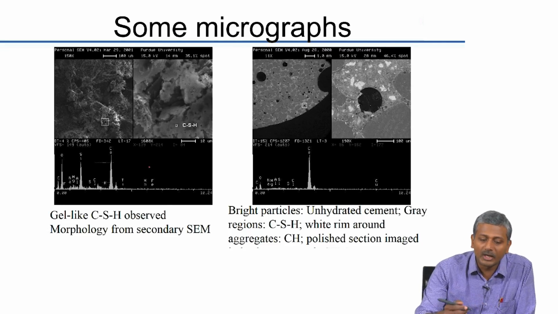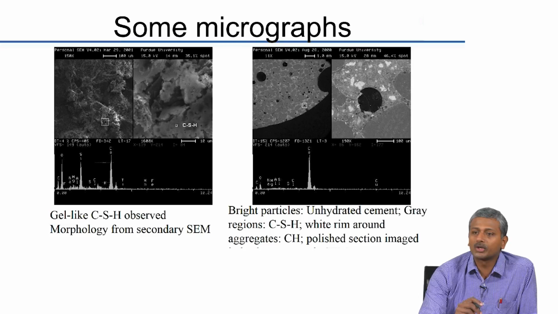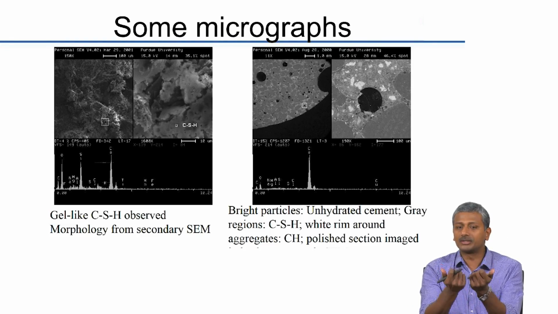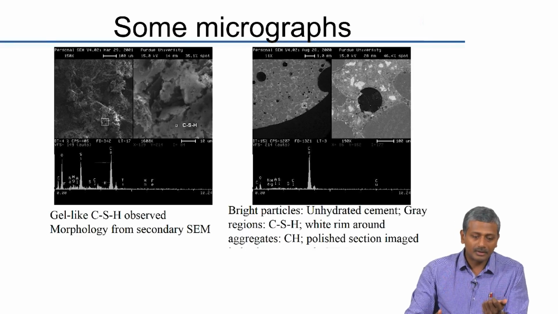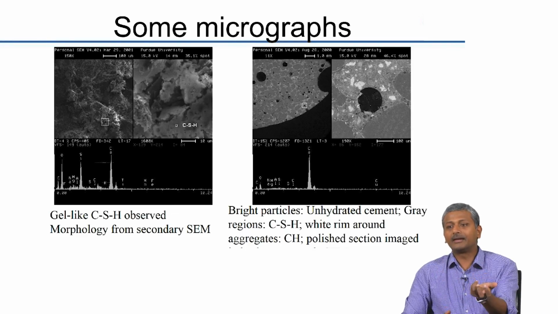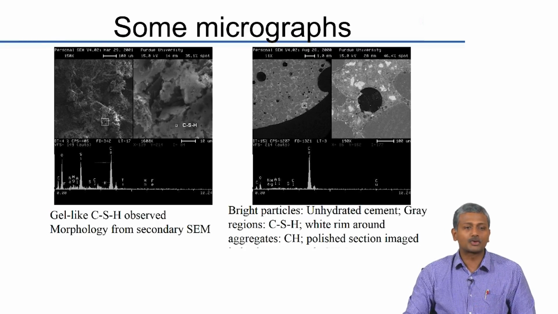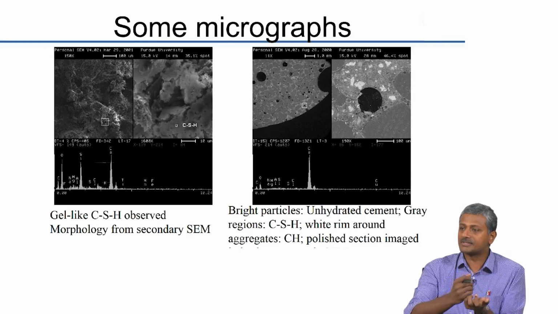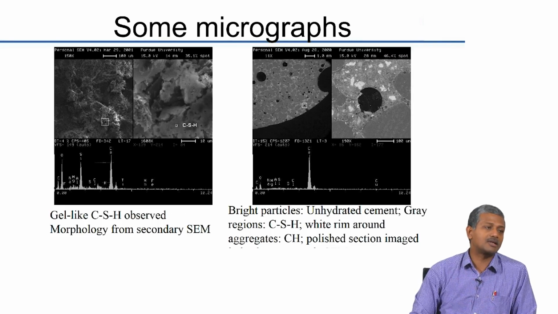On the left you have a micrograph showing a fracture surface. Here a cement paste sample was taken and fractured. I think it is a cement mortar sample, not a paste sample. It was fractured and directly put under the scanning electron microscope. What you are able to observe with the help of fractured surfaces is the topology or morphology of the hydration products that are forming.